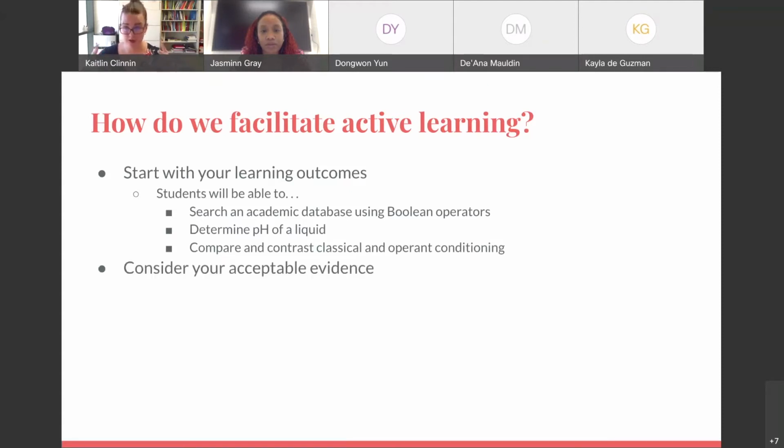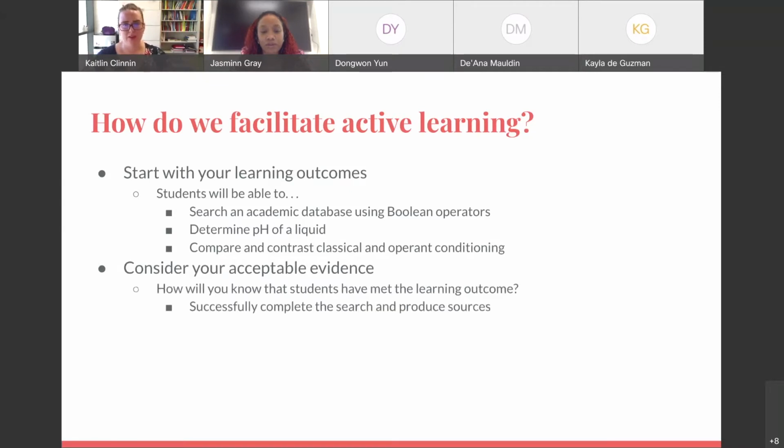And then once we know what it is that we want students to learn, we consider our acceptable evidence. What will we need? How will we know that students have learned what it is that we want them to learn? Depending on what your learning outcome is, you might have different evidence. So you'll know that students are able to search an academic database if they complete the search and they find some sources. You'll know that they can determine the pH if they can use a litmus test or if they design an experiment. And so this acceptable evidence will be directly related to whatever your learning outcome is.